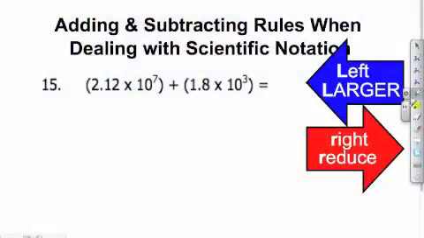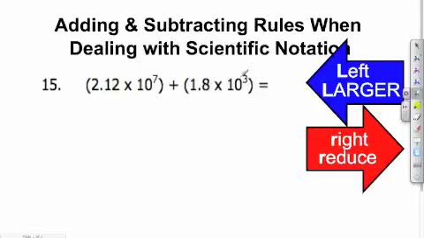Alright, so in order to add these together and obey the calculation rule for adding and subtracting, I want to get the exponent of 1.8 times 10 to the third to match this larger exponent on 2.12 times 10 to the 7th, and then I can add my two coefficients together and obey the calculation rule. So let me show you what I'm talking about. I need to get this 3 to match that 7.